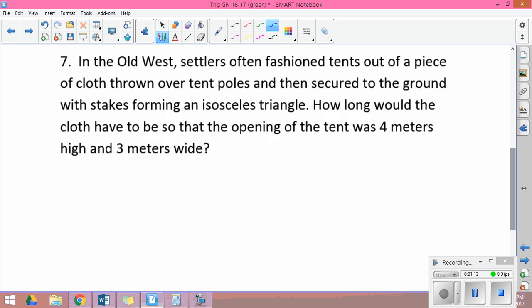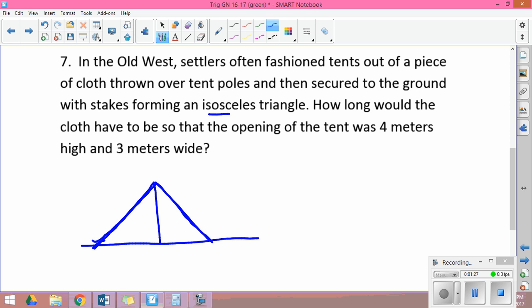This has a twist. In the Old West, we had tents, like so. A single piece of cloth could be used to make this tent, and we want to know how long that is. So it's an isosceles triangle, which means these two pieces match. Our tent needs to be square. How long would the cloth have to be? The opening was 4 meters high and a total of 3 meters.